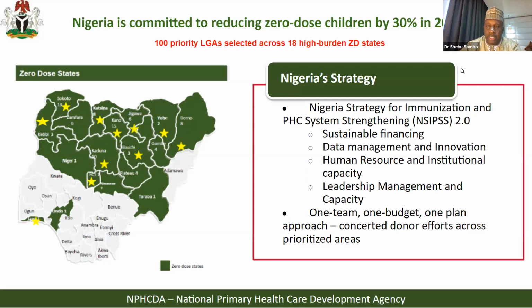So Nigeria developed a strategy called the Strategy for Immunization and PHC System Strengthening, NSIPSS 2.0, which has in its components sustainable financing, data management and innovation, human resource and institutional capacity, leadership, management and capacity, as well as the effort to have a one team, one budget, and one plan approach, which is a concerted effort for us to have a donor coordination mechanism, so as to have synergy in tackling the problem of zero-dose children in Nigeria. Next slide, please.